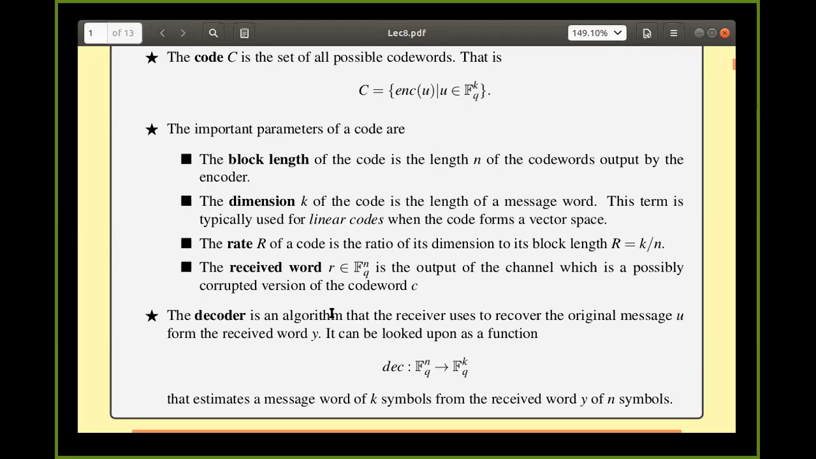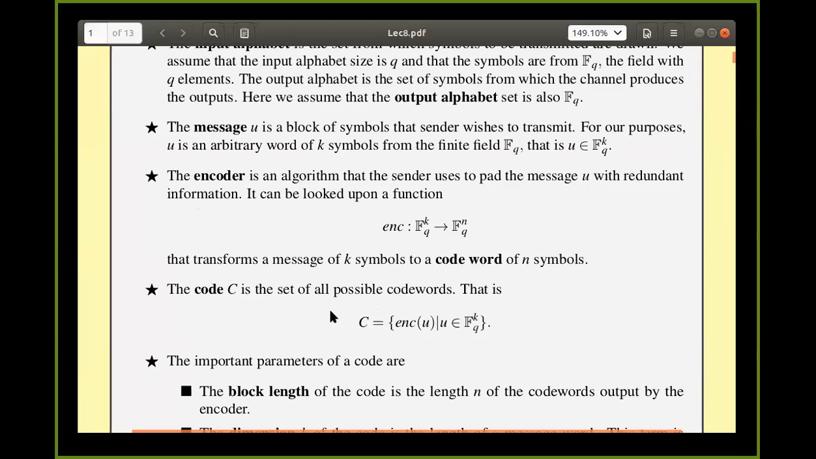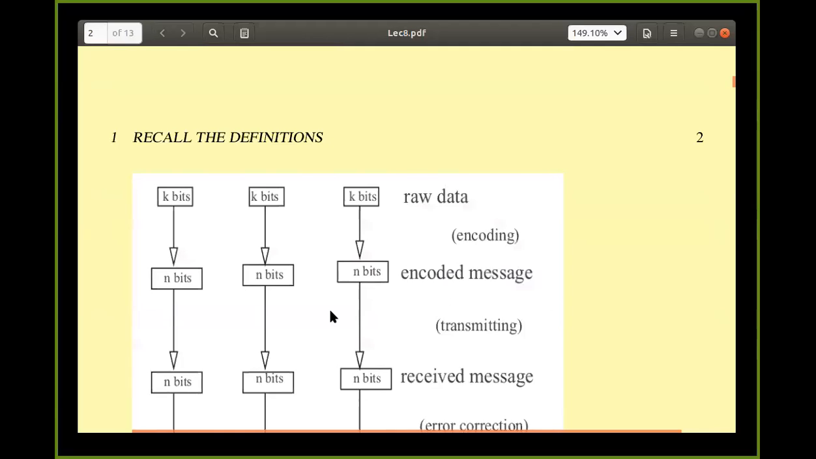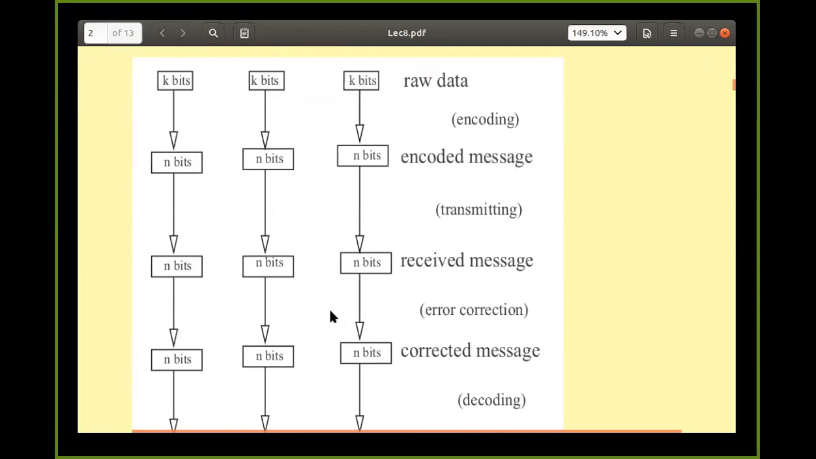These are the definitions I gave last time; I'm just recalling them one more time. Pictorially, it is like this. We have raw data of k bits. The k bits will be encoded into n bits, and now we transmit the n bits. So k bits become n bits, and the actual message contains many bits.